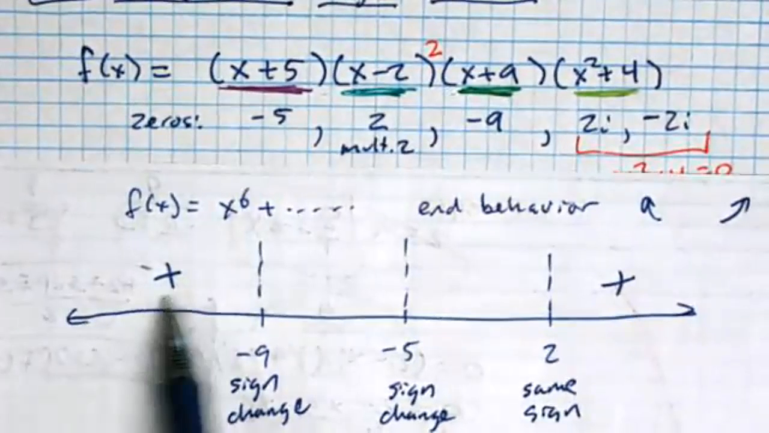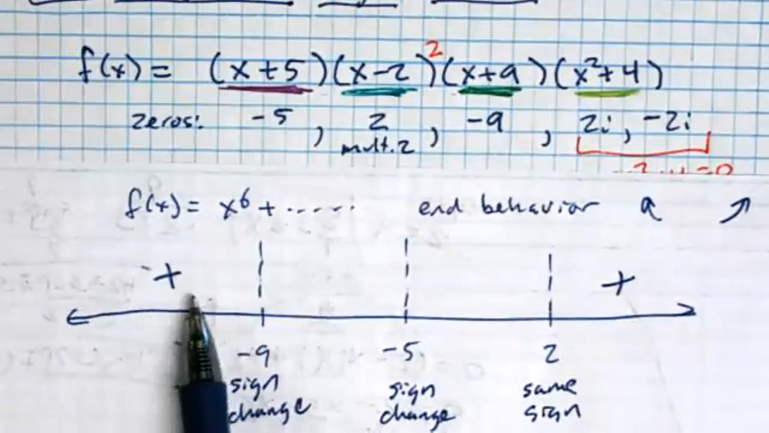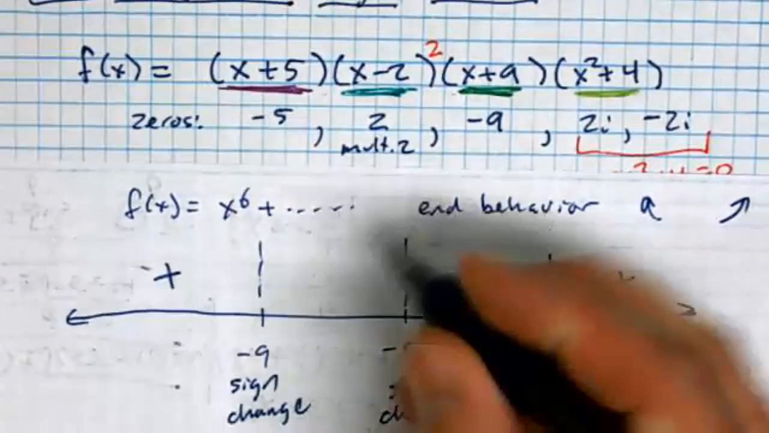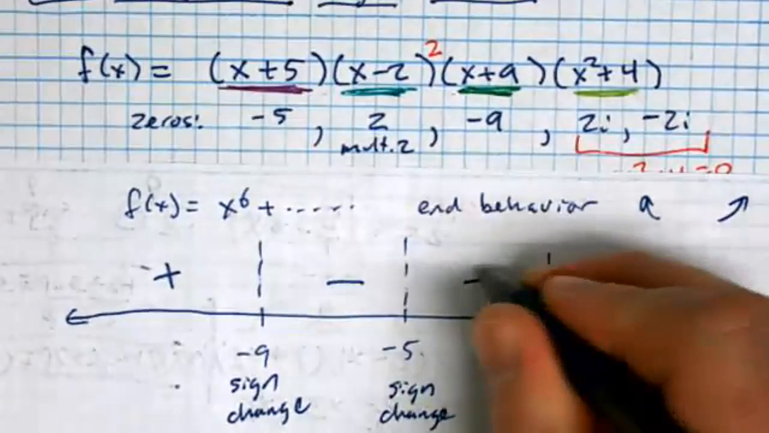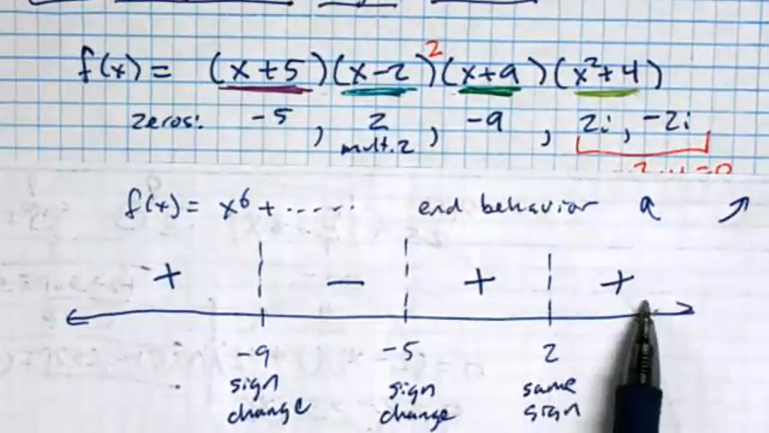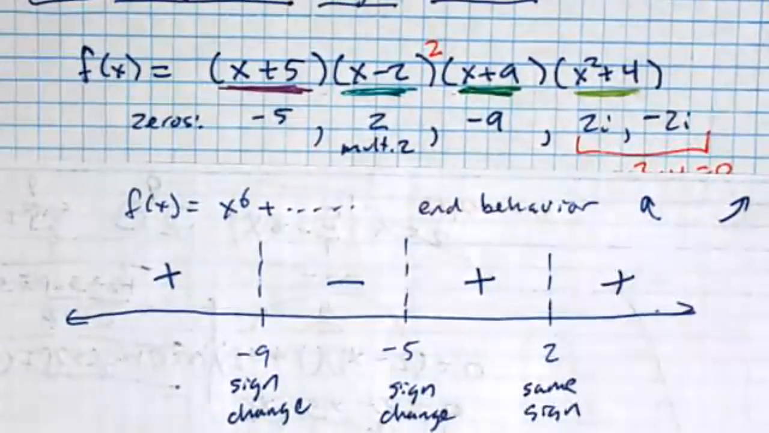So as I cross this boundary at -9, I should have a sign change. I'm a positive on this side, so I must be negative over here. And I got another sign change here, so I must be flipping back over to positive. And then I should keep the sign as I cross that last one, which works out with my end behavior. And there I'm done. I got my sign chart all built. So that's a lot faster, right? You don't have to worry about the individual factors. You're just looking at sign changes and the same sign.